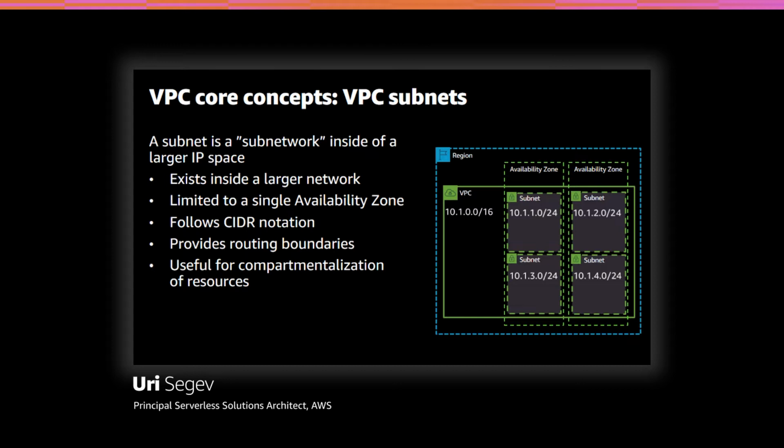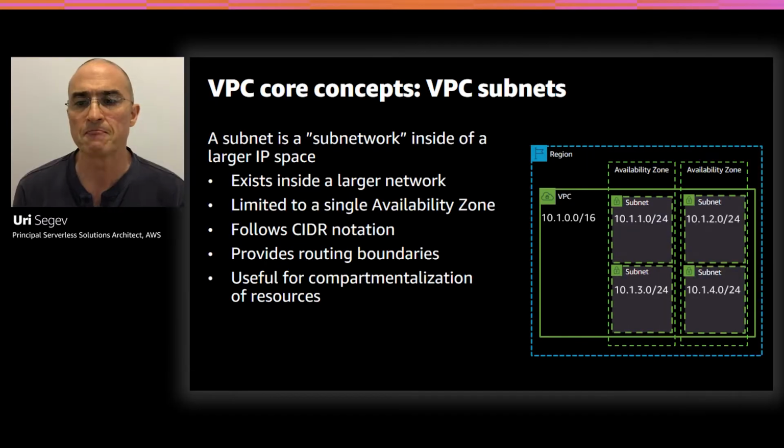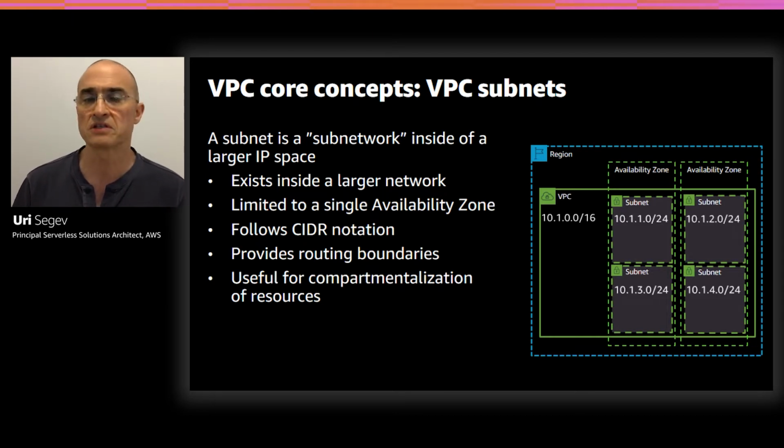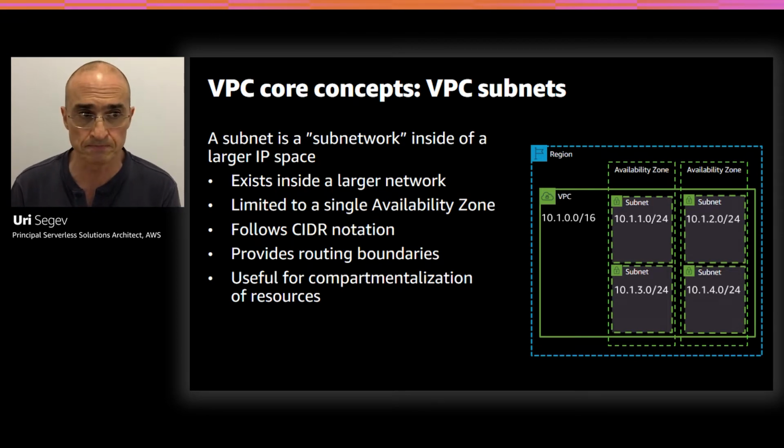Subnets are also very useful for compartmentalization. For example, in a traditional 3-tier web application, you will have subnets for the web tier, different subnets for the application tier, and then different subnets for the database tier. Each one of the applications, the servers, the databases will run in their own subnets, of course, in multiple availability zones.